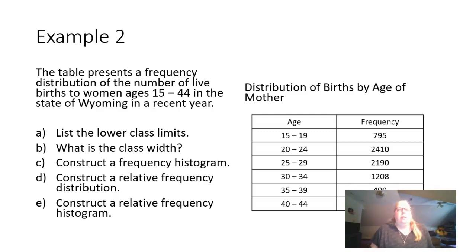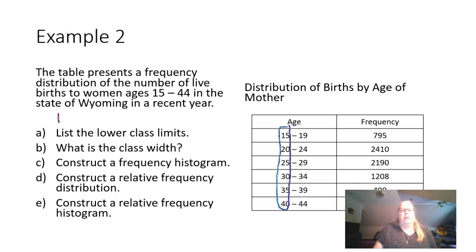Example 2. The table presents a frequency distribution of the number of live births to women ages 15 to 44 in the state of Wyoming in a recent year. Part A, list the lower class limits. All right, the lower class limits are going to be right here in this half of the age column.